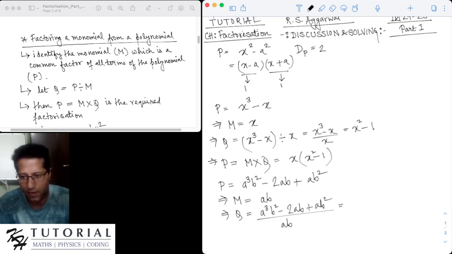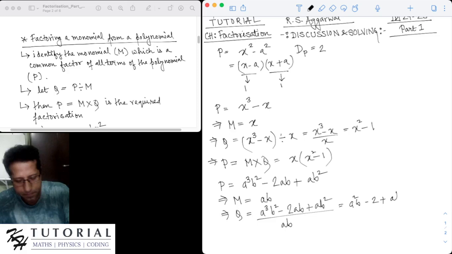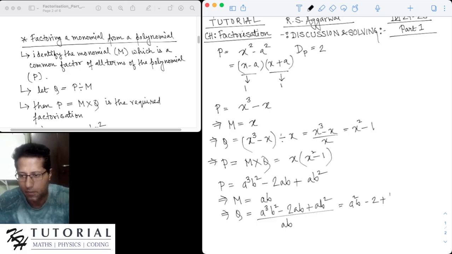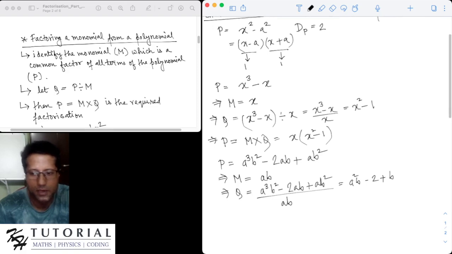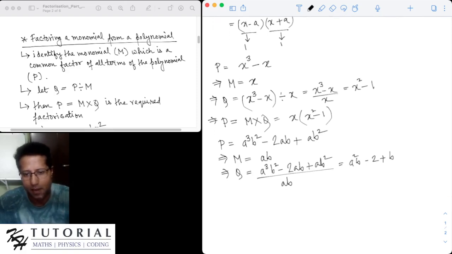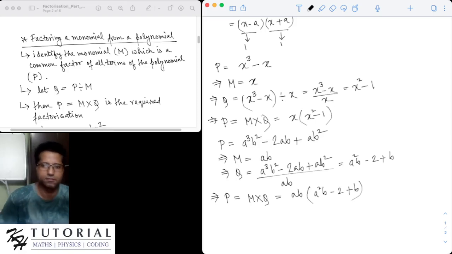Okay, so when I do the division of the polynomial p by ab, I get a square b, and I get minus 2, and I get plus b. So q is a square b minus 2 plus b, and hence the factorization of the polynomial will be m multiplied by q, that is, the common factor was ab, and then q is a square b minus 2 plus b. So this is the factorization of the polynomial p.